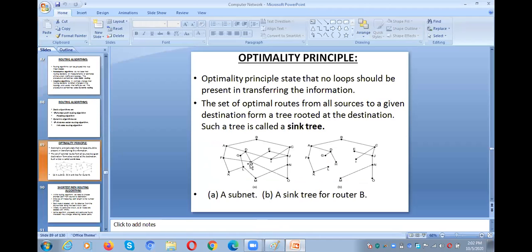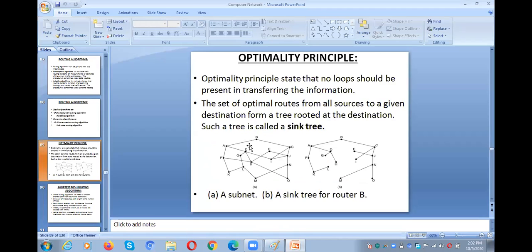And next, what is the optimality principle? The optimality principle concerns a subnet with a loop. Observe here: A to B, B to C, C to I to D, and D to A. There is a loop. A to D, D to H to F to A. There is a loop. And then F to H to E to J to C to B to A. There is a loop, right?